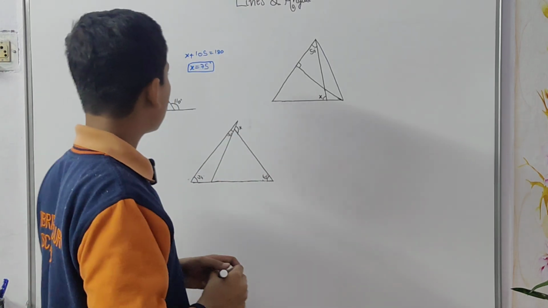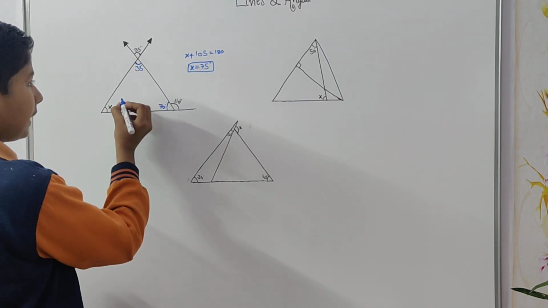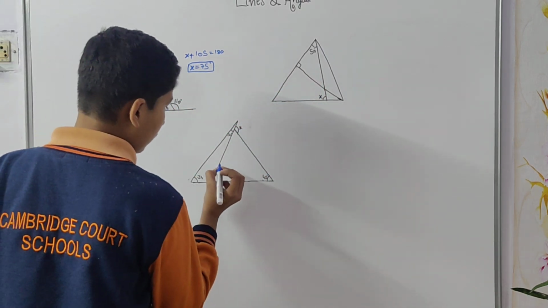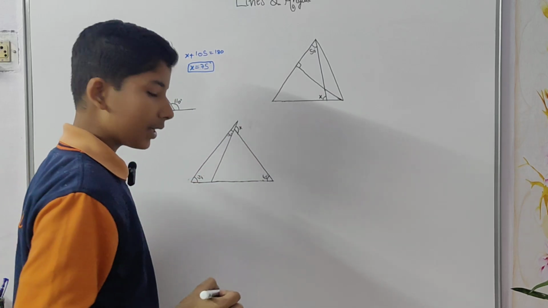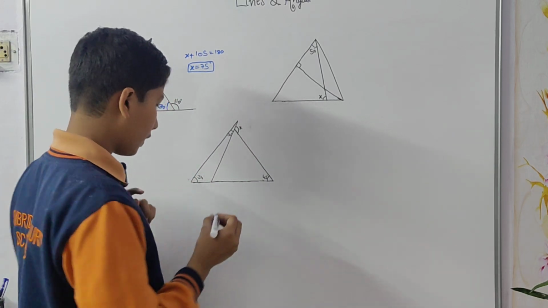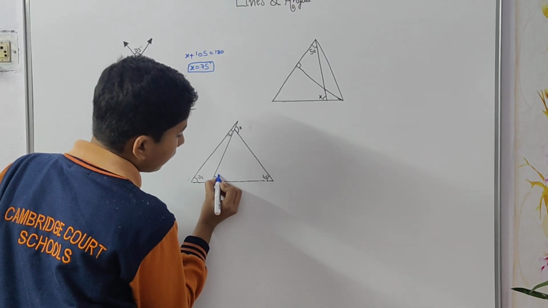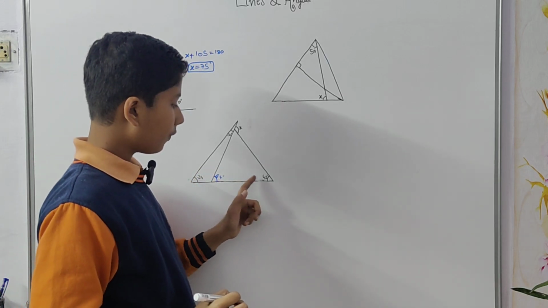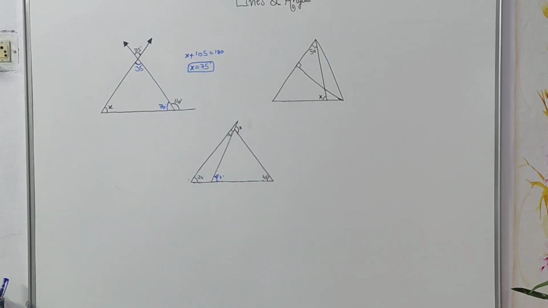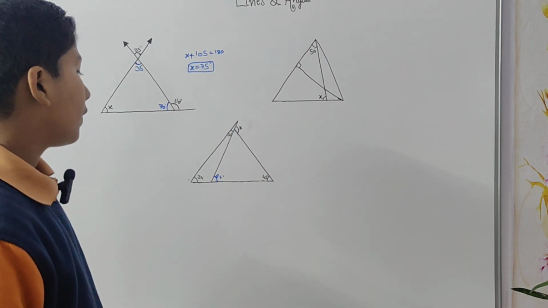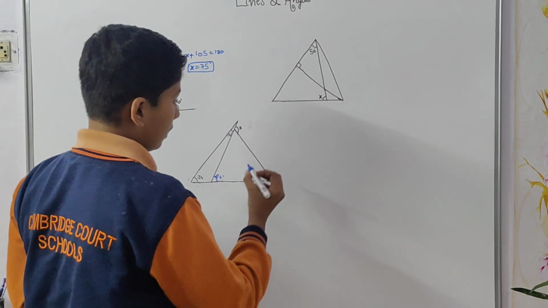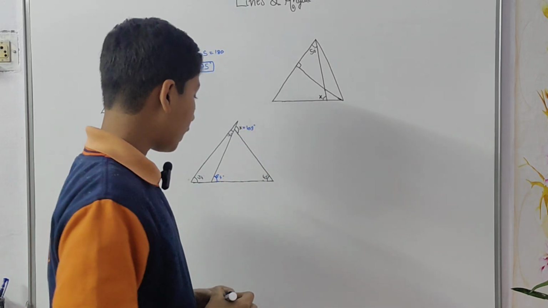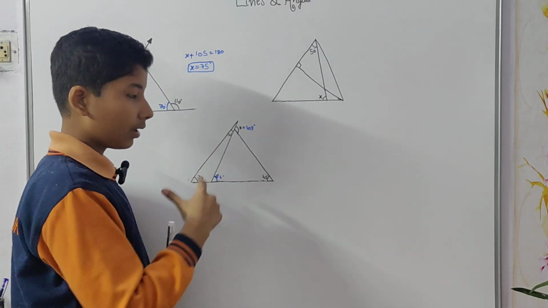We have found out this will be 75, and now we will do this one. So 30 plus 34, what is it? 30 plus 34 is 64. So this will be 64 degree. Why? Exterior angle property. And 64 plus 45, what is it? 64 plus 45 is 109 degree. So x equal to 109 degree. Why 109? Again, exterior angle property.